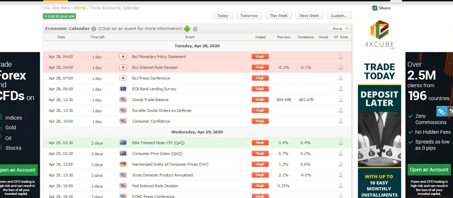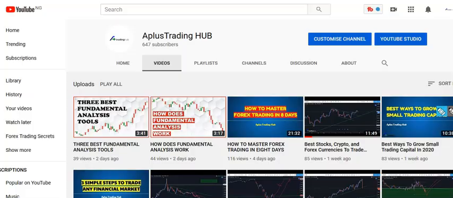So we're going to start the market forecast. Technically we are done with fundamentals, briefly, and I'm more of a technical trader. So we're going to look at AUD JPY.